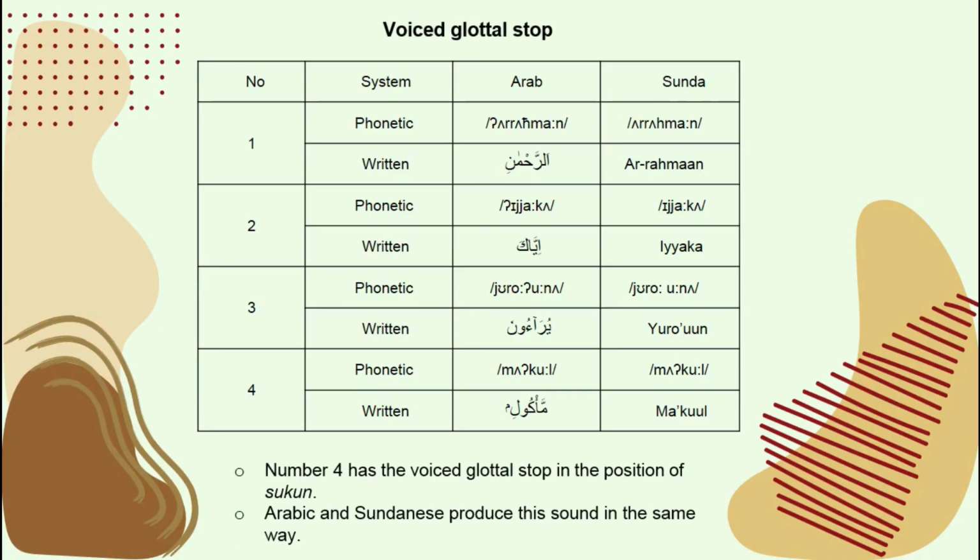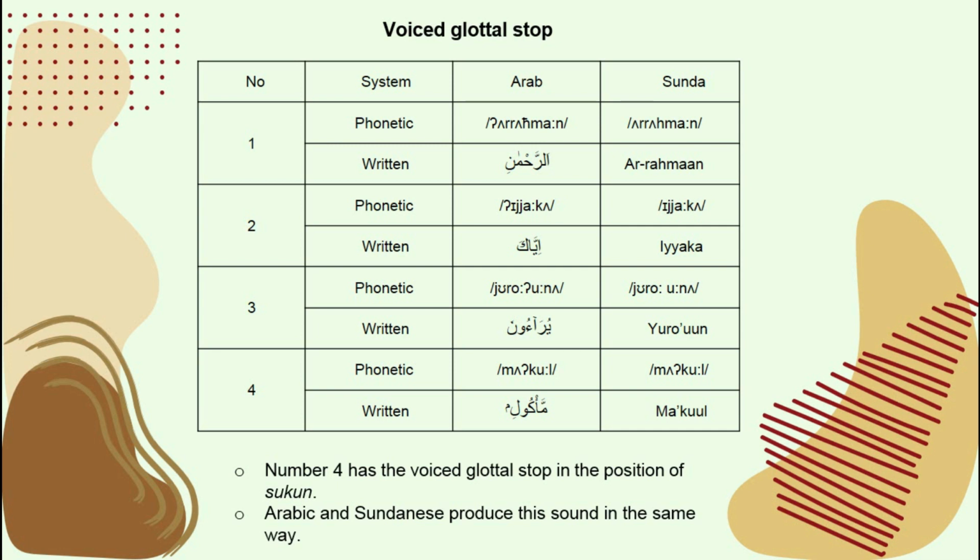Number 4 in the table is different from the previous analysis. The sound of ma'ul has the voiced glottal stop in the position of sukun. In Arabic terms, it is called sukun. It means that the consonant is without a vowel in producing this sound. Both Arabic and Sundanese have the same way. The movement of the speech organs in both Arabic and Sundanese in producing this sound is similar.